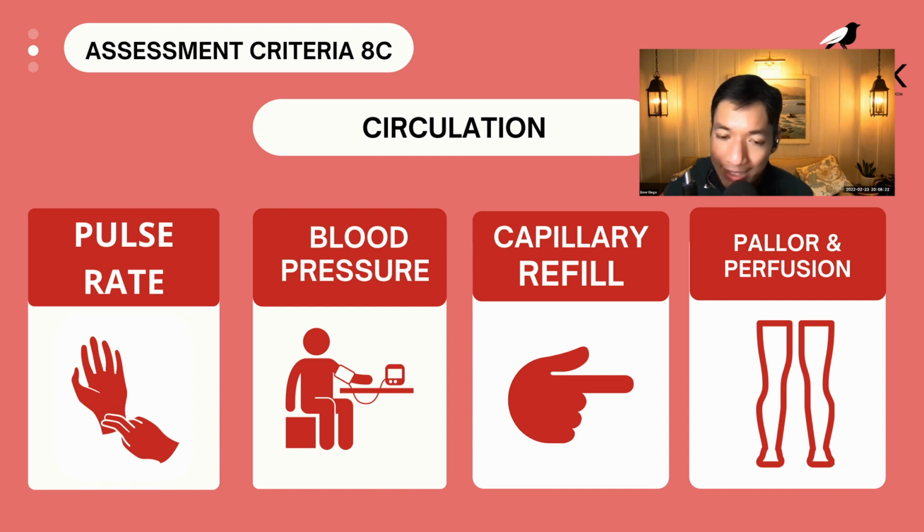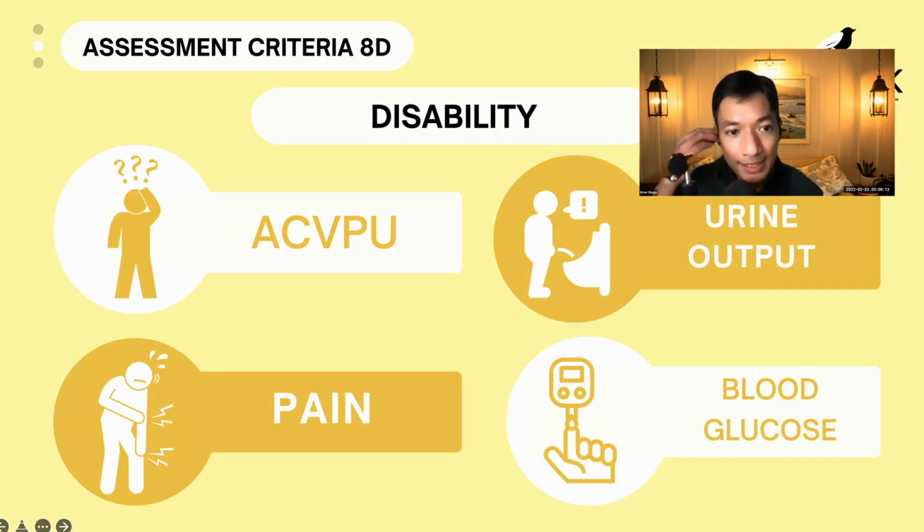Okay, so on the examination, it says on your briefing, you don't need to expose the patient. You don't need to get rid of some of the patient's clothing to perform this. On the exam, the legs are already exposed. Next is disability. So disability for criteria 8D, so we have the ACVPU.